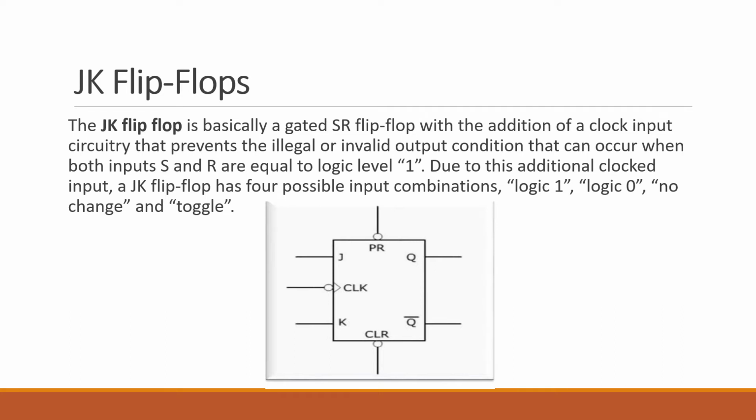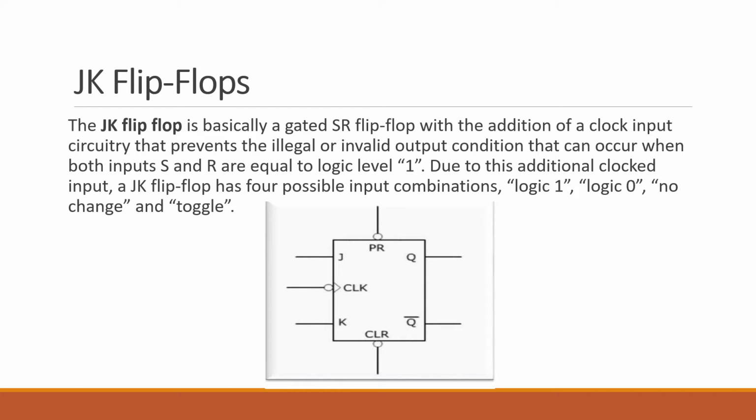So JK flip-flop is basically SR flip-flop with gates and additional clock input circuitry that prevents the illegal or invalid input conditions that occur only when the S and R are both equal to the logic high level 1. Due to this additional clocked input, a JK flip-flop has a total of four possible input combinations: the logic 1, the logic 0, the no change input condition, and the toggle input condition. The symbol for JK flip-flop is very similar to that of an SR bistable latch except for the addition of a clock input.